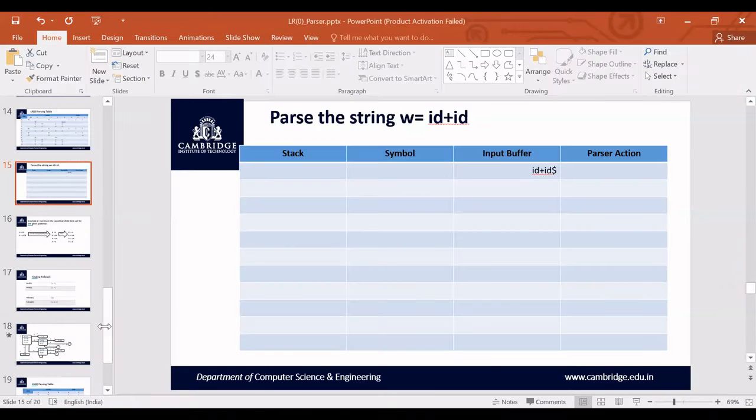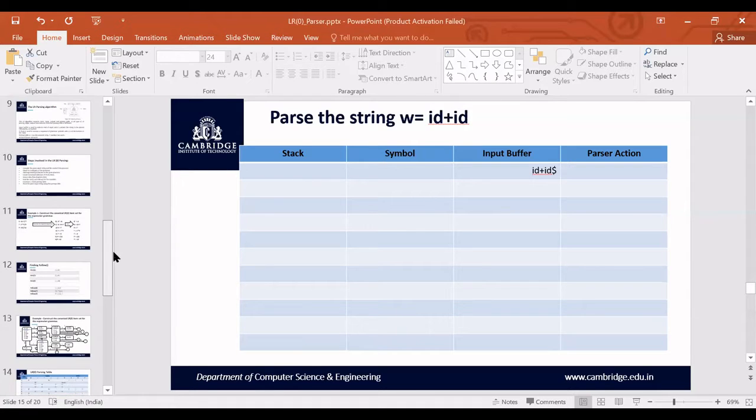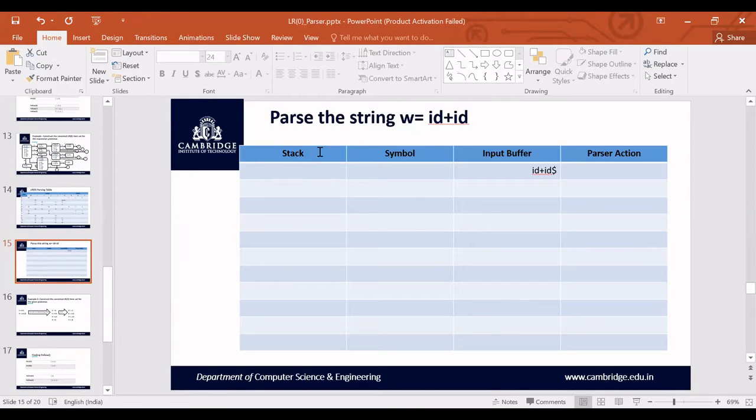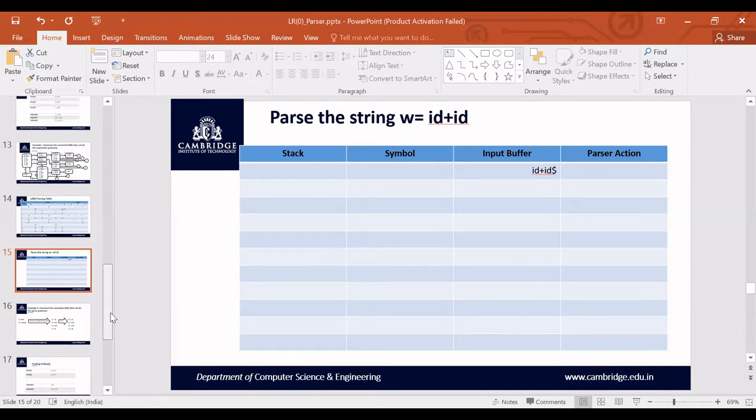So here we are supposed to parse the given input string. The input string is id plus id. For the given grammar, the expression grammar is given here. The grammar is given, and you will be given the input string, which is id plus id, and you are supposed to parse. So in the previous classes we have seen various steps.